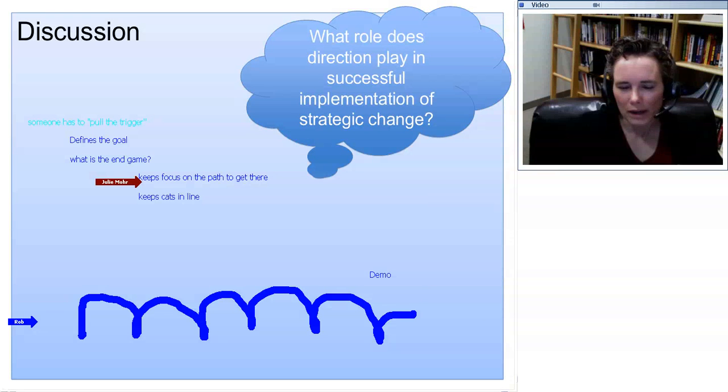What about in the scenario where we have competing projects that are looking for the same set of resources and capabilities? How does direction play a role in those competing interests?